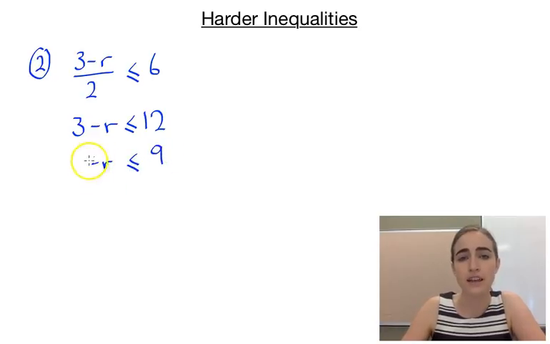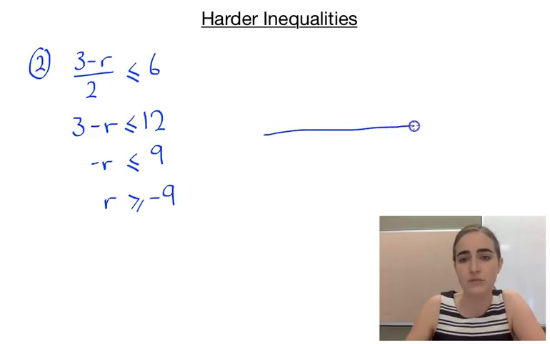Now that minus in front is like a minus 1, so we've got to divide both sides by minus 1 to get that r on its own. Remember, if we divide or multiply by a negative number, it flips our inequality sign around. So now we've got r is greater than or equal to minus 9. Sketching that, we have our number line with minus 9. Because it's greater than or equal to, it's going to be a coloured in dot, and then it's coming up this direction because it's greater than or equal to minus 9.